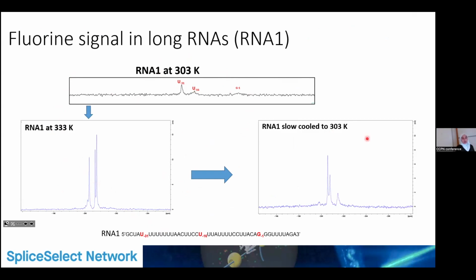So what we did, we slow cooled it. And if you slow cool, you have a much better signal than before. And here you can add your proteins because we are at 30 degrees. This is how we are planning to overcome this problem of the presence of conformers in the solution.